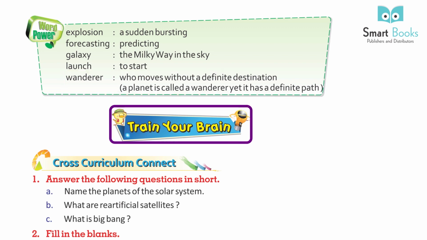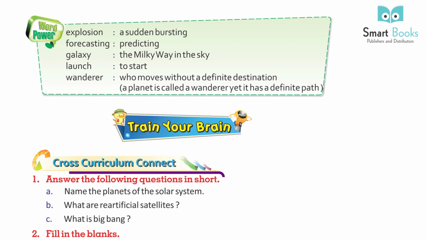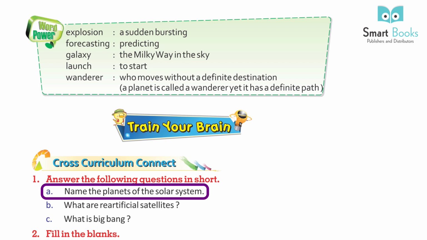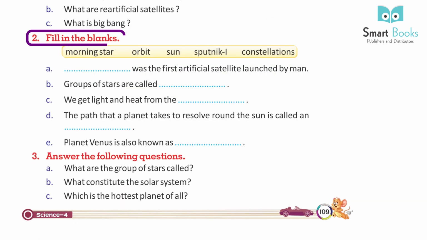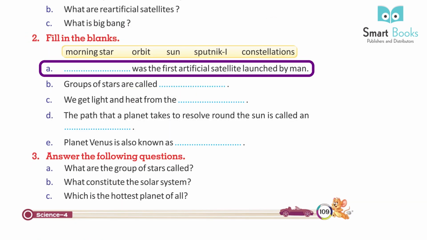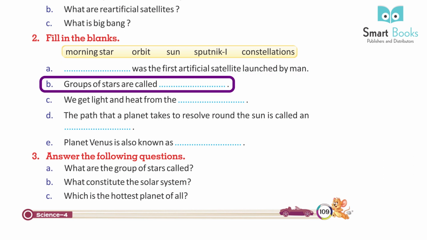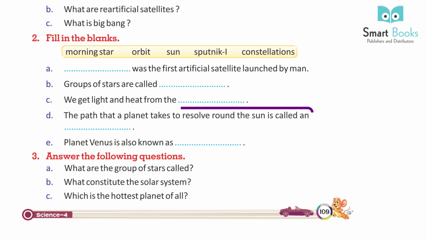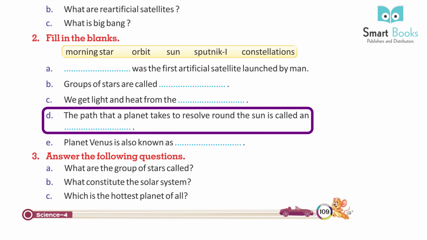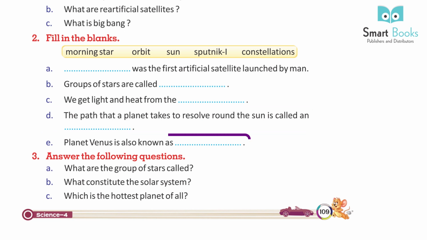Train your brain. Cross-curriculum connect. 1. Answer the following questions in short. A. Name the planets of the solar system. B. What are artificial satellites? C. What is Big Bang? 2. Fill in the blanks. A. Dash was the first artificial satellite launched by man. B. Groups of stars are called dash. C. We get light and heat from the dash. D. The path that a planet takes to revolve round the sun is called dash. E. Planet Venus is also known as dash.